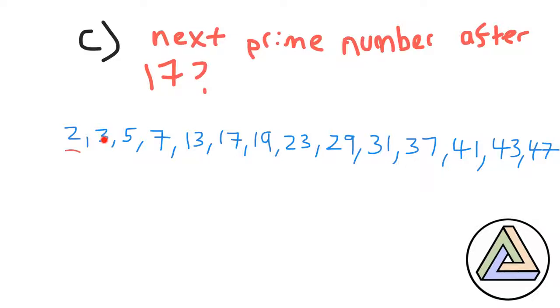So 3 is only divisible by itself and 1. 5 is divisible only by itself and 1. 7 is divisible by only itself and 1, and so on. I skipped 15 because 15 is divisible by 5 and 3.